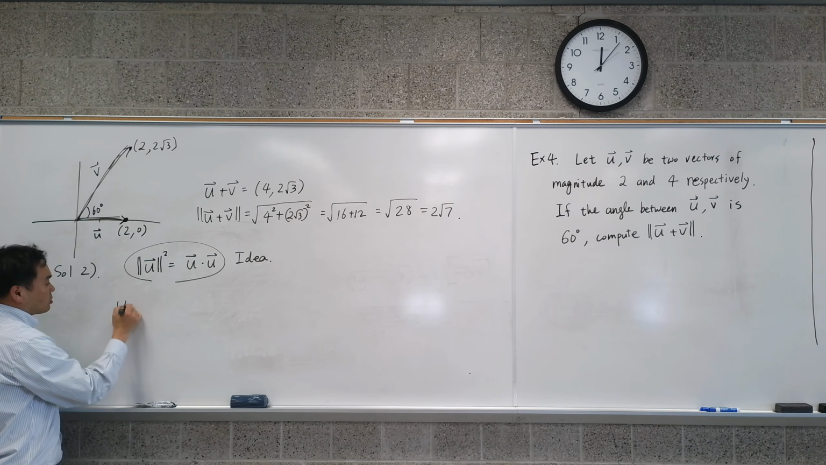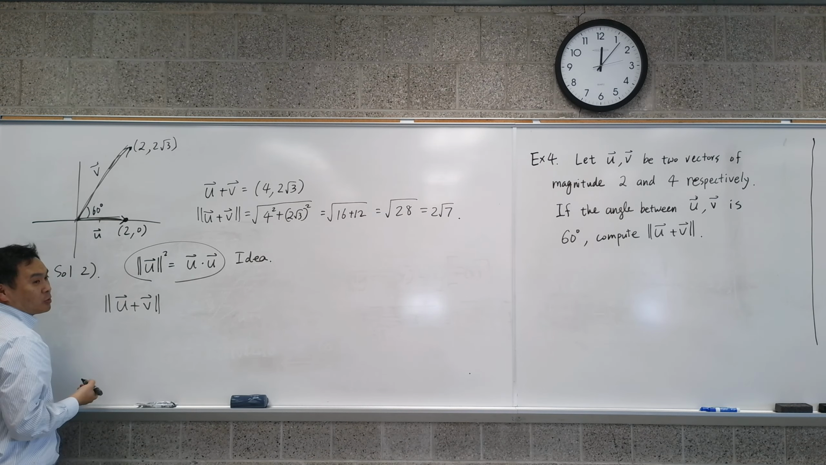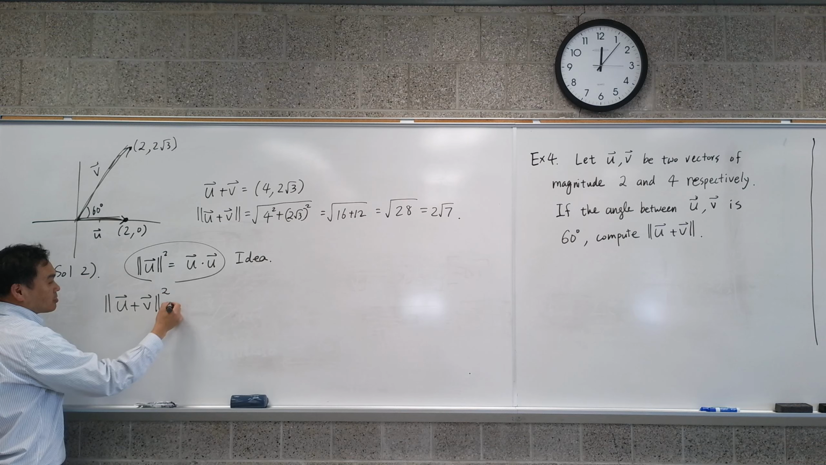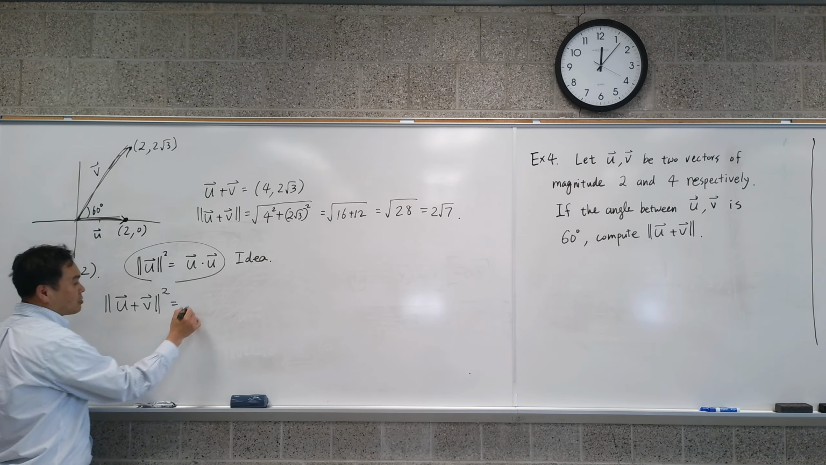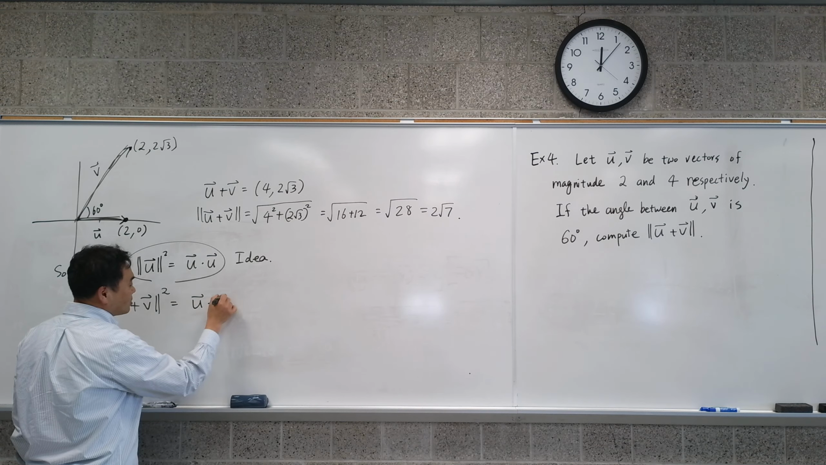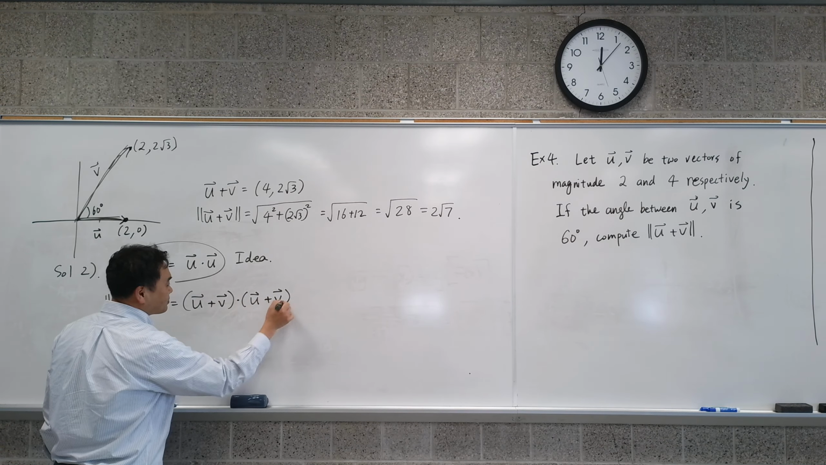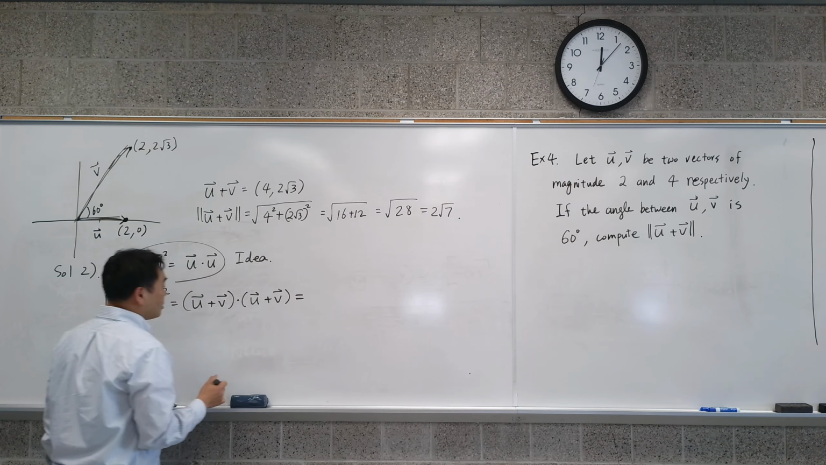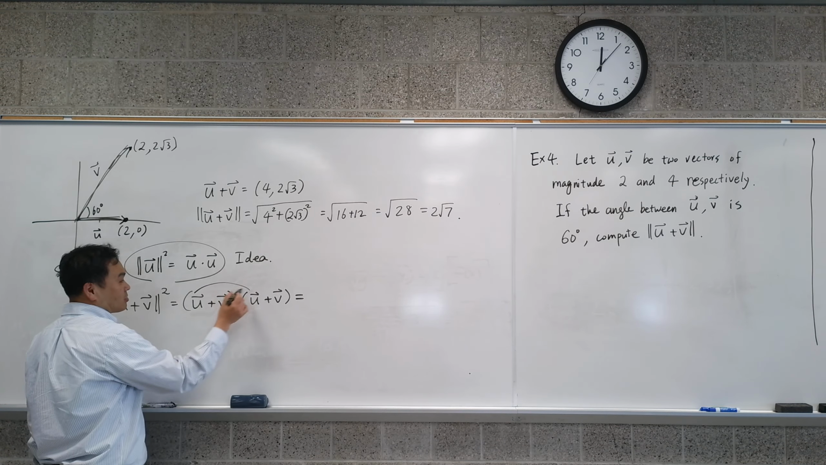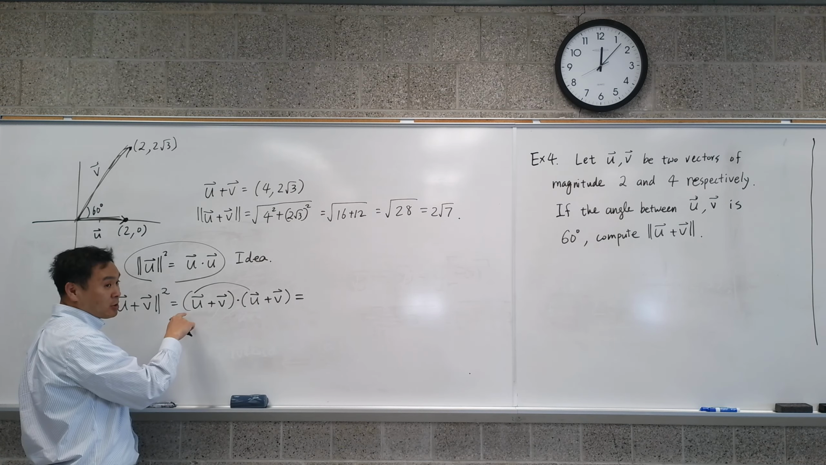And because we want the norm of u plus v, we just take the square of this, and then use the fact that this is the same as u plus v inner product with u plus v. And now use all the algebraic properties of the dot product, which is that it's commutative and you can also distribute. So in other words, you can FOIL.